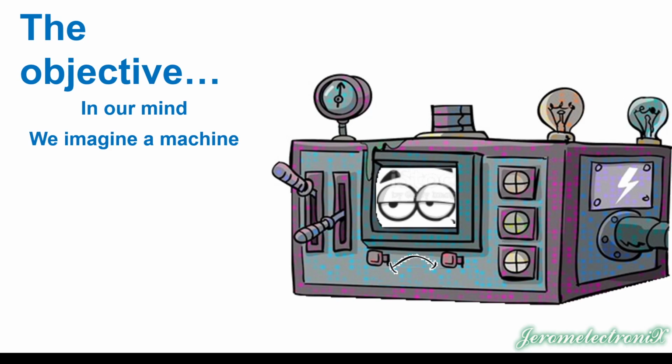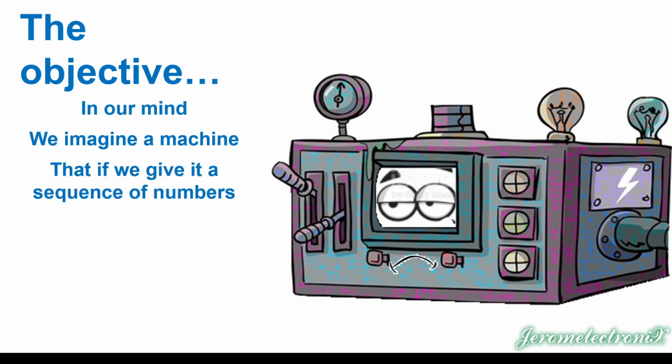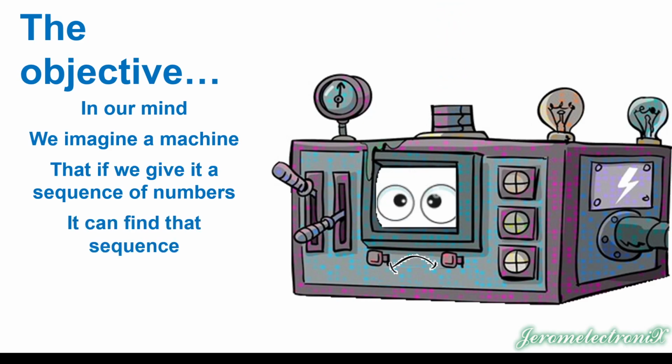The objective that we're following here is we want to take an idea from our mind. And in our mind, we're going to imagine a machine. This machine, the job we're going to make it do, is a simple job. We're going to design this machine. Its job is to locate a sequence of numbers. So I'm going to stick a sequence of numbers in it, 0, 1, 0. Now, what it's supposed to be able to do is find that sequence in a stream of numbers.